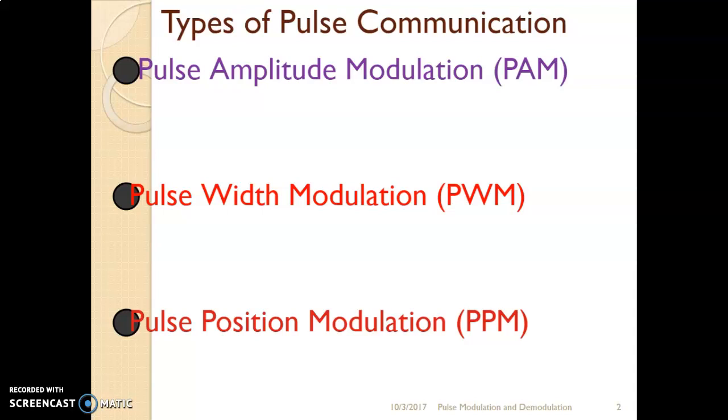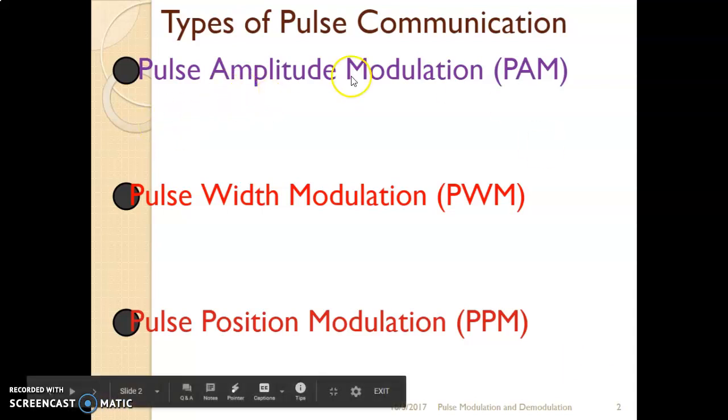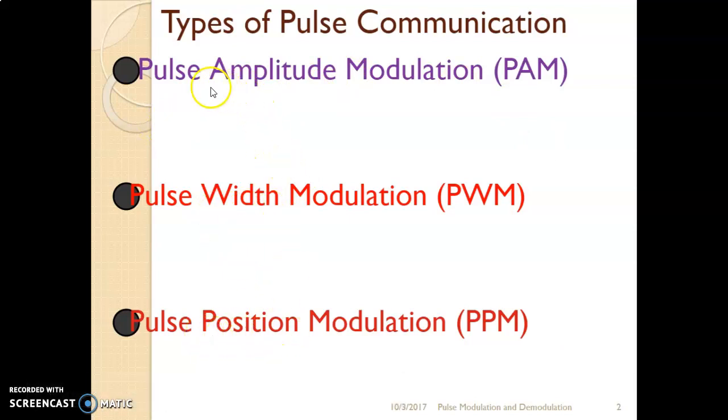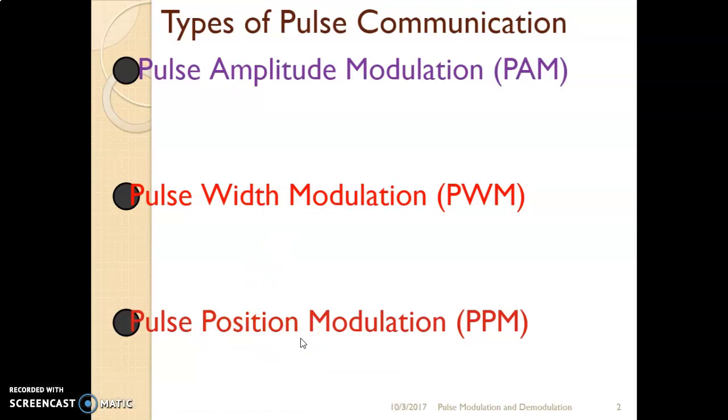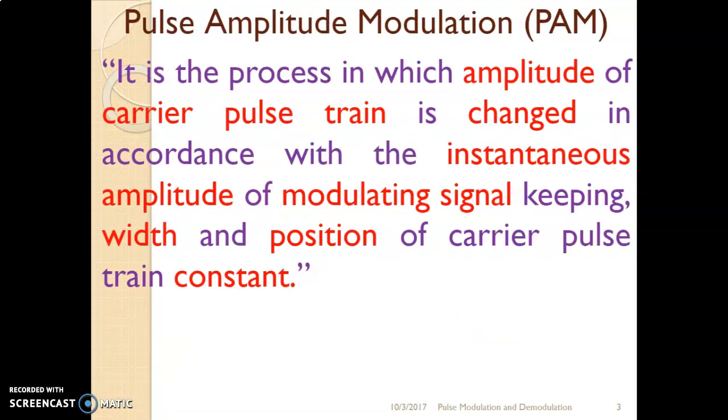We will be taking a sine wave, but our carrier signal is in the form of pulses, and pulses have three characteristics. One is amplitude, second is width, and third is position. So when we change the amplitude of the carrier pulse, it is pulse amplitude modulation. When we change the width of the carrier pulse, it is pulse width modulation. And when we change the position of the carrier pulse, it is pulse position modulation.